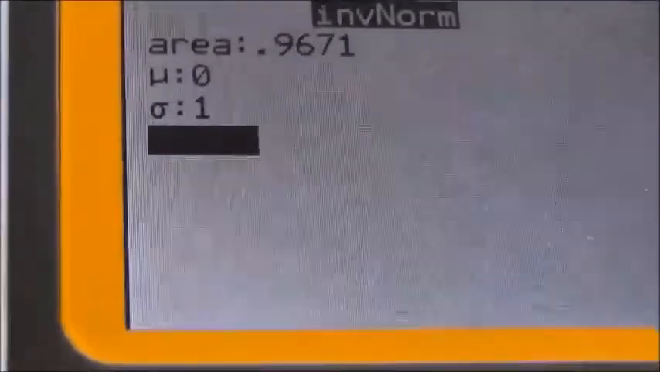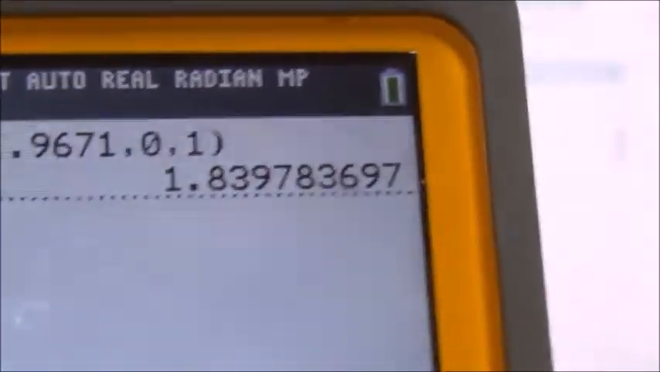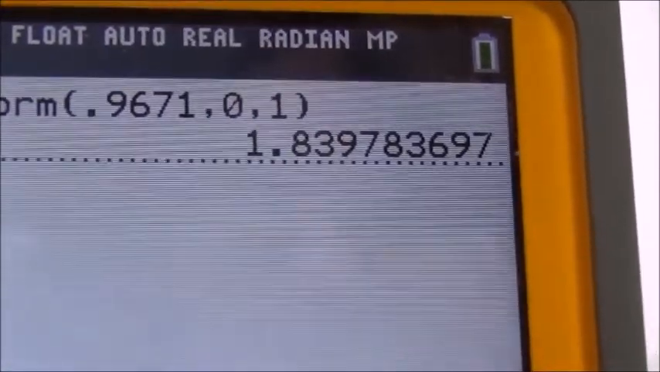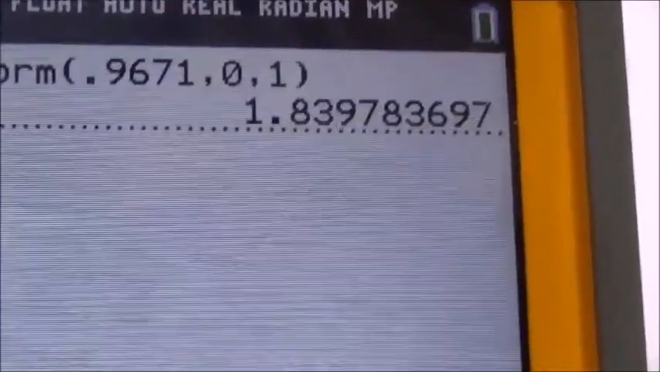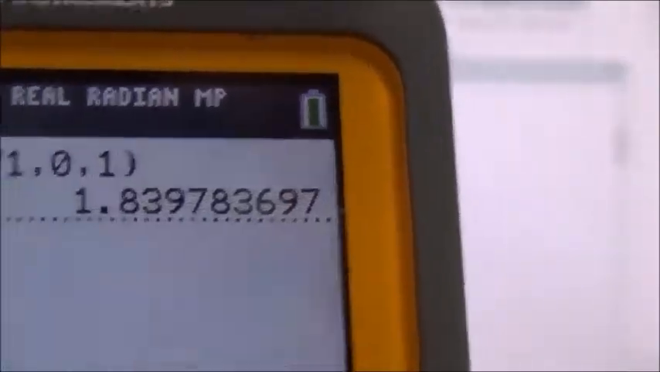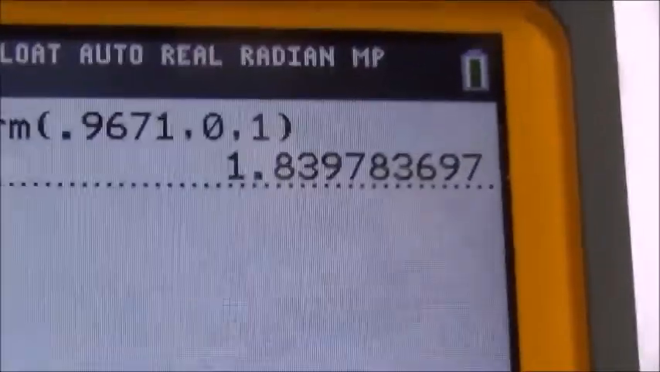I am going to do 0.9671. My mean is going to be 0, my standard deviation is going to be 1, and I paste that into my formula and I hit enter, and you can see that you get positive 1.84. Normally they'll round off your z-score to 2 decimal places, so 1.84 would be the standard deviation that would correspond to an area of 96.71%.